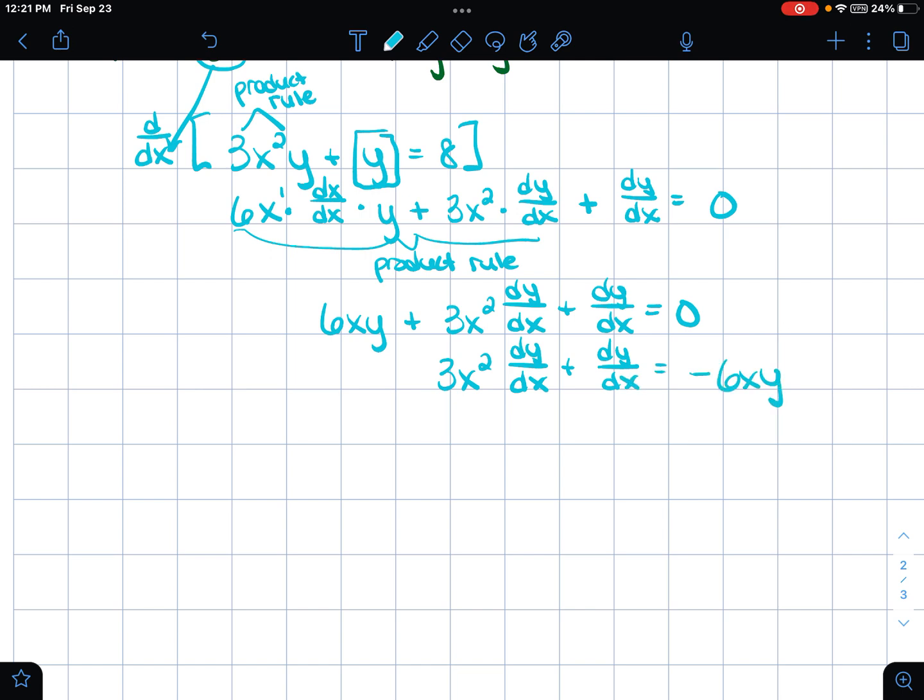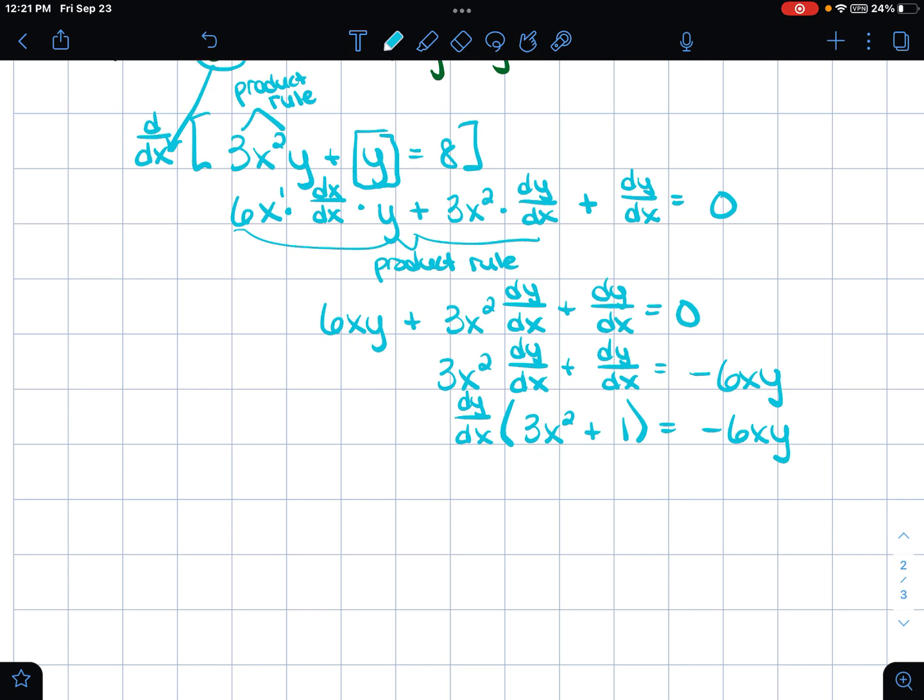My goal is to isolate the dy dx, but I see that there are 2 of them on that left-hand side. Since there are 2 of them, there in each term, I know I can factor that dy dx out of both of those. So in this first term, that's going to leave me with a 3x squared, and in the second term, that will leave me with 1. Remember, a good way to check that is if you distribute the dy dx back in, you'll get what you started with. So make sure you have that 1 as a placeholder in that spot.